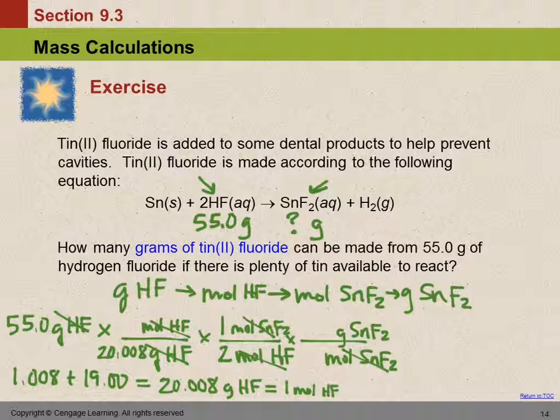I've run out of room at the bottom, so I'm going to move up to the top. Tin, 118.7. 118.7 for tin, and 2 fluorines. That's 19. 156.7.